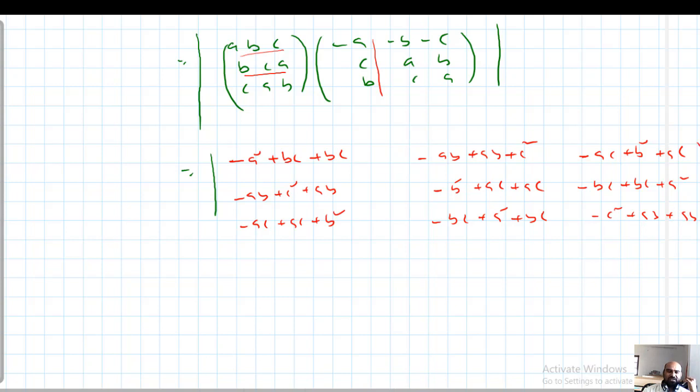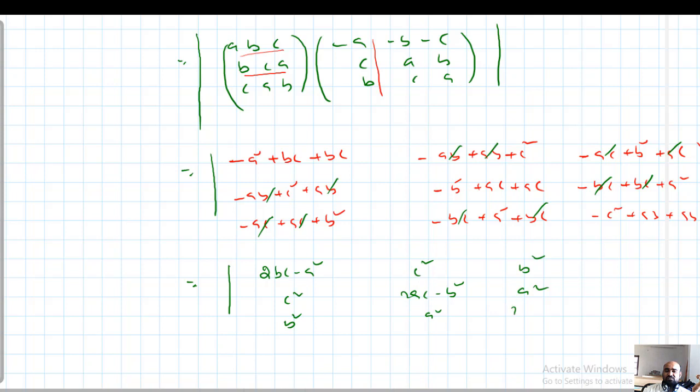So some cancellations here. Yeah, this gets cancelled, this gets cancelled, this gets cancelled, no cancellation here, cancellations here, here, and here, and no cancellation here. So I want to write what you got: 2BC minus A square, here C square, here B square, here C square, here 2AC minus B square, here A square. What is here? B square, A square, 2AB minus C square. I think this is only what you want.